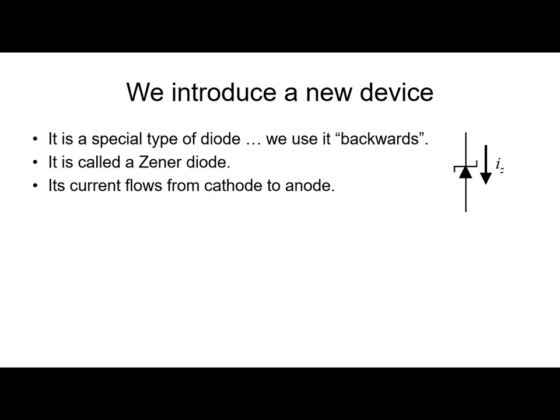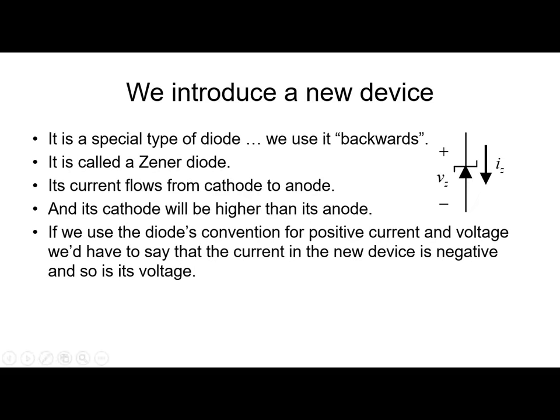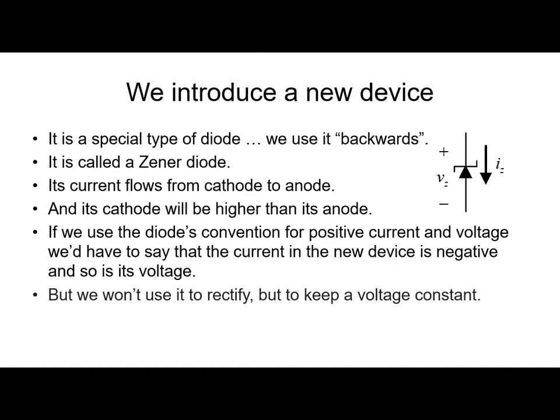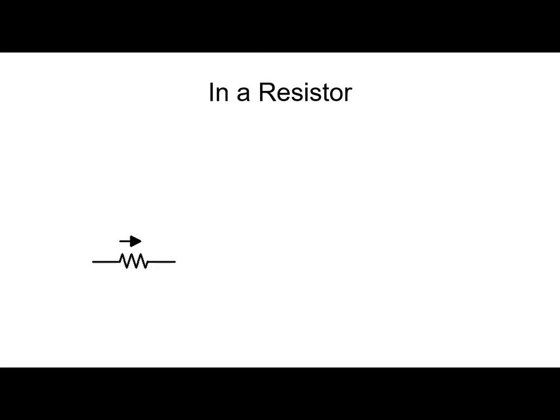The current flows from cathode to anode, backwards. The cathode is higher than the anode, backwards. Yes, we use it backwards with respect to a rectifying diode. If we use the diode's convention for positive current and voltage, we would have to say that the current in the new device is negative and so is its voltage. But we will not use it to rectify voltages or currents. We use it to keep a voltage constant.